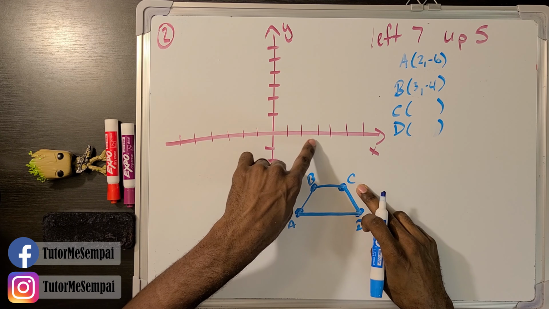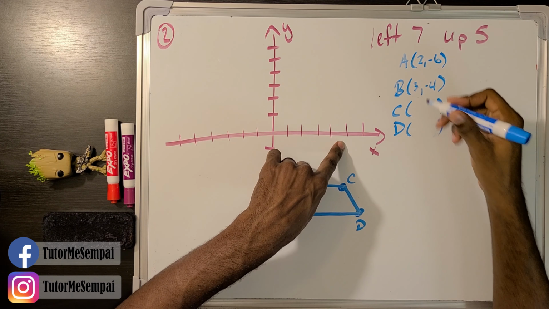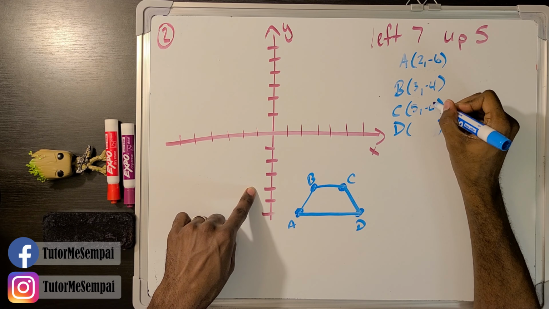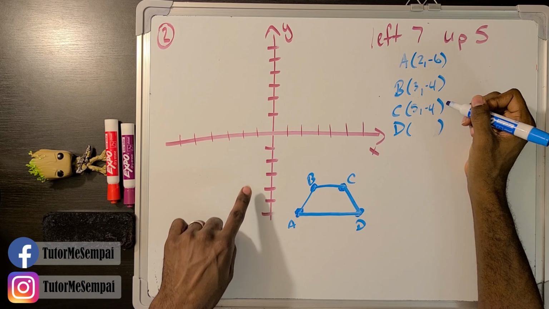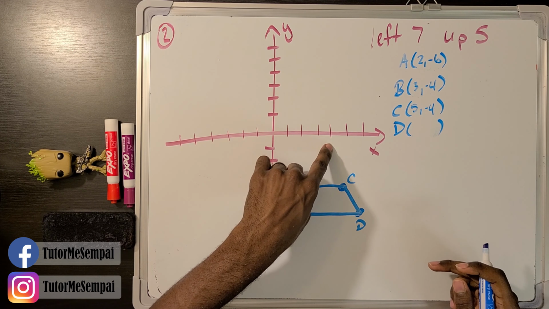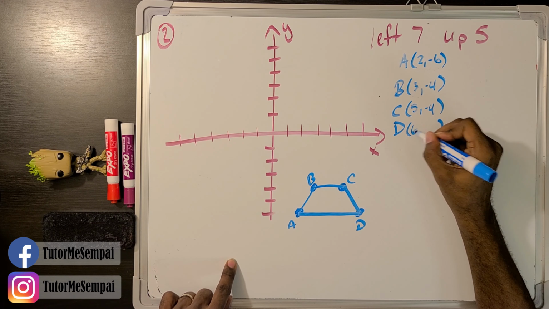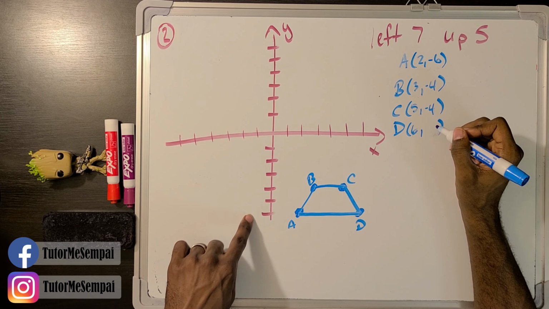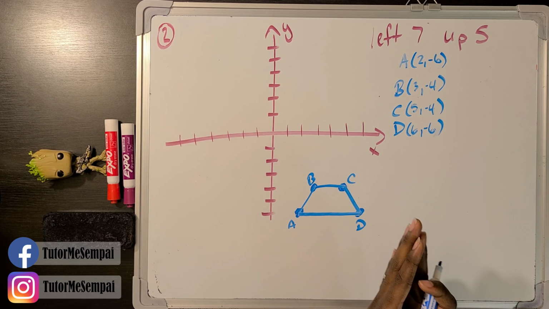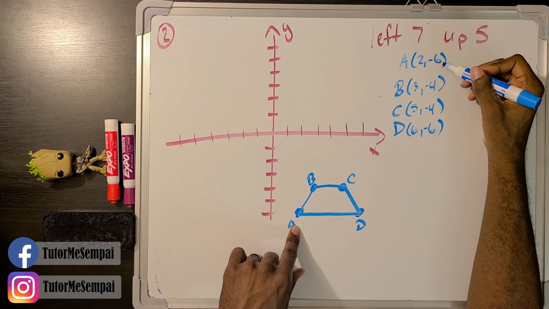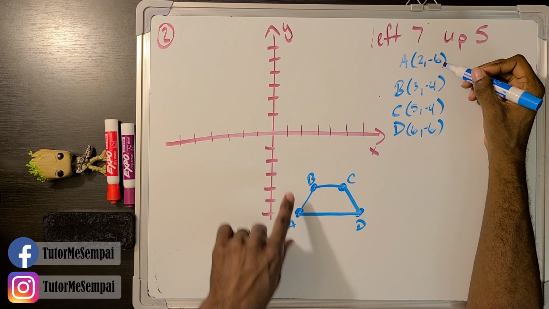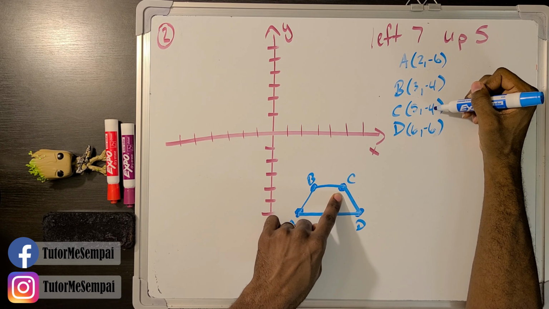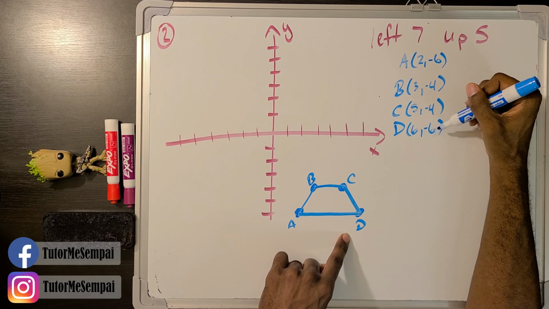How about the C? This is 1, 2, 3, 4, 5. It's supposed to be 5. And we're also going down to this negative 4 here. And D is going to be 1, 2, 3, 4, 5, 6. 6. And we're going to go down 1, 2, 3, 4, 5, 6. So these are our points. We have A being (2, -6), B being (3, -4), C being (5, -4), and D being (6, -6).